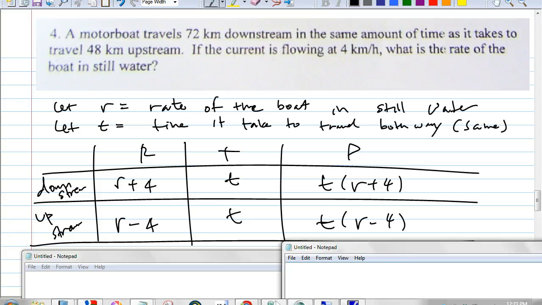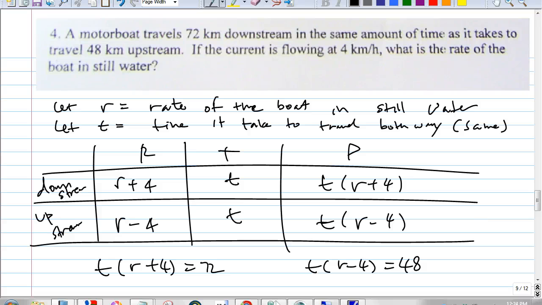Now, Liam, should I equate these two together? No, because we have two variables. You can't do that because you get only one equation with two variables. So then we need to come up with two equations. Do we know the distance for downstream? Hint, hint? Yeah, 72. What is the distance for upstream? 48 makes sense. It's shorter, right? Because you're going against the stream. So there are the two equations. Any questions? Pretty straightforward. Okay.